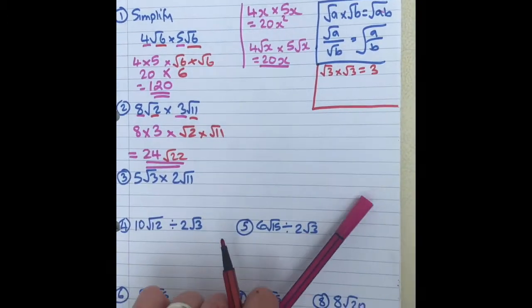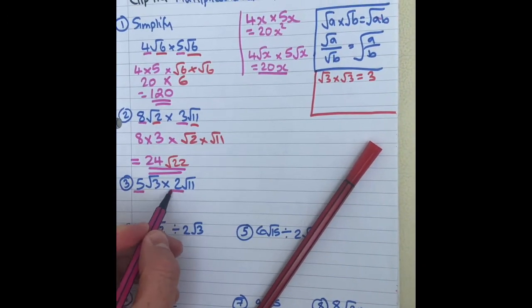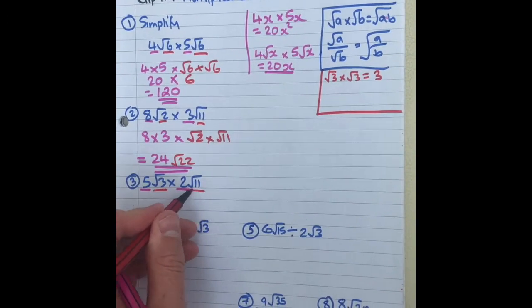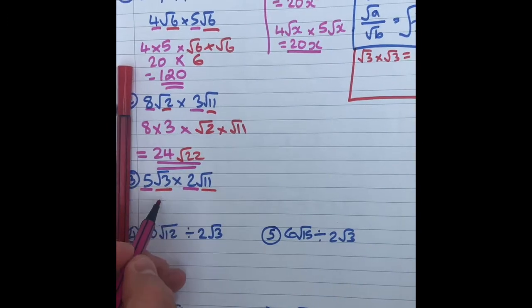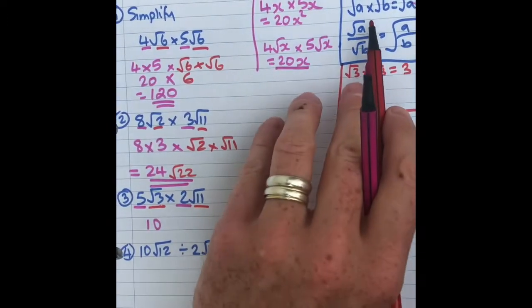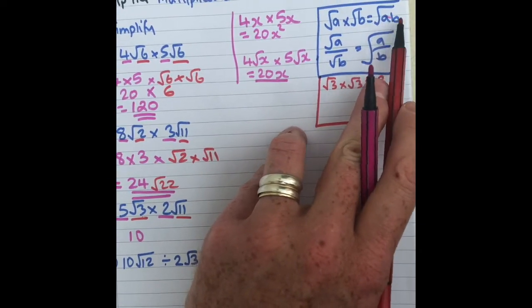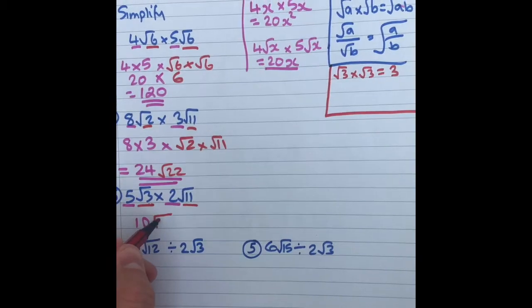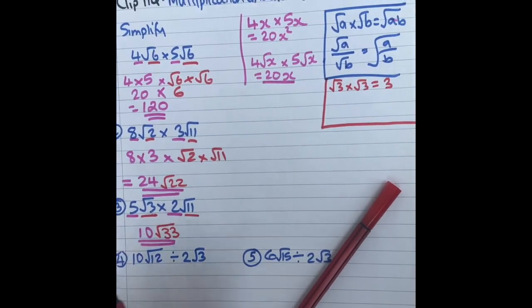Okay, next one. Follow the same process again. We use different colours for each one. 5 and 2, root 3, root 11. So 5 times 2 is 10. Root 3 times root 11, well, using the rule up here, will be root of 3 times 11, which is root of 33. Again, there's nothing we can do to simplify that, so that's the final answer.